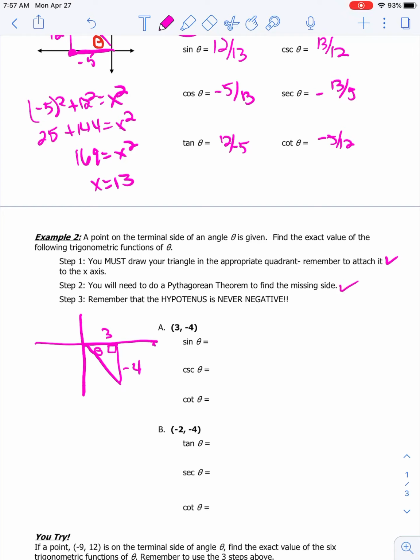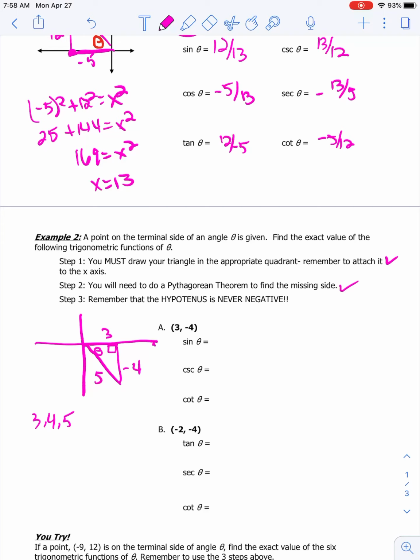I need to do Pythagorean theorem. We know that 3, 4, 5 is a Pythagorean triple that always works. You have 9 plus 16 equals 25. So try to look for that one because that pattern comes up a lot. Okay, so remember that even though this is pointed down, your hypotenuse is always, always positive. So that's a positive 5.